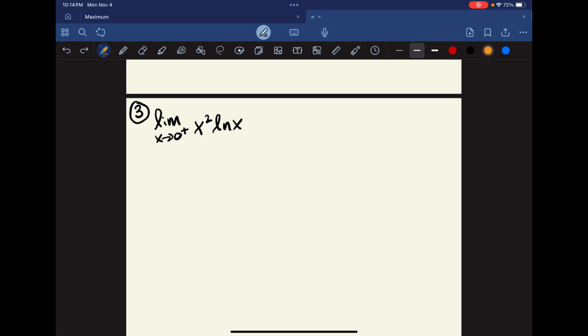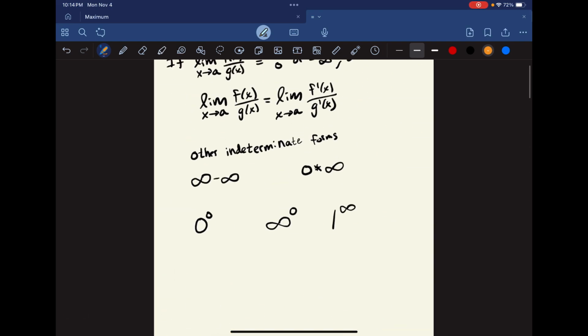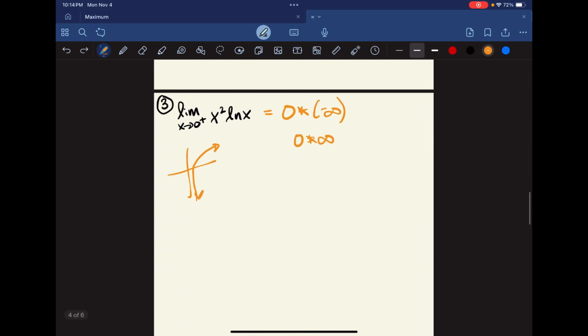So if we do direct substitution here, we get 0 squared is just 0 times ln of 0 from the right. If you remember your graph of ln, it looks something like this. As we approach 0 from the right, we're going down towards negative infinity, right? So 0 times negative infinity, same thing as 0 times infinity. And 0 times infinity is an indeterminate form. So then we have to use L'Hopital. Well, actually, we have to reduce it to a fraction, and then we can use L'Hopital's rule on it. So this is indeterminate, and you would need to mark that.